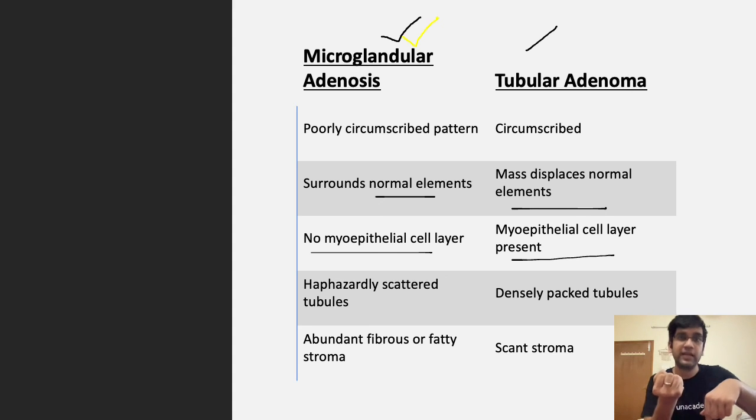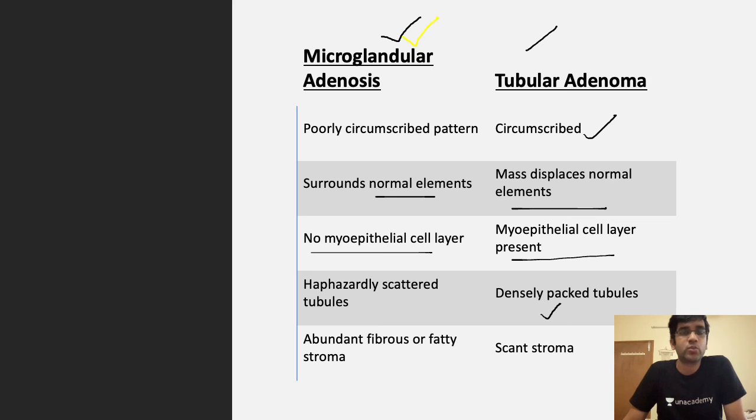Surrounding them, maybe I have the normal elements, but not interspersed with them. So generally, the normal elements will not be there in a tubular adenoma, and they are circumscribed. It's an adenoma. You'll see the circumscribed finding, and you'll have more densely packed glands as compared to my microglandular adenosis, where it's haphazardly distributed. Fine. So these are the differences we are going to see with this case.